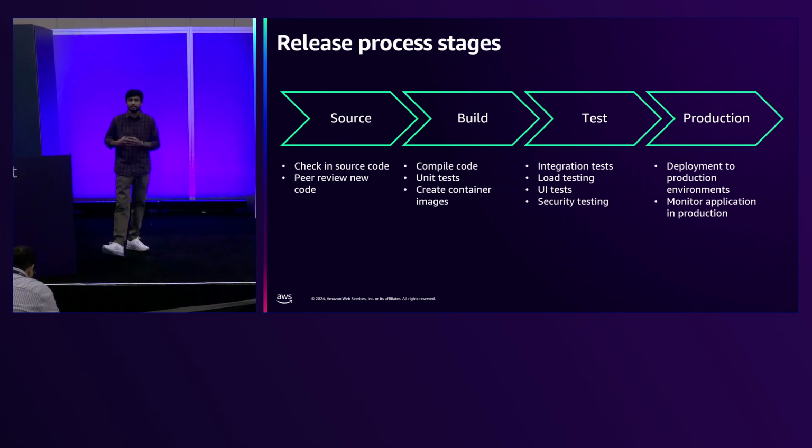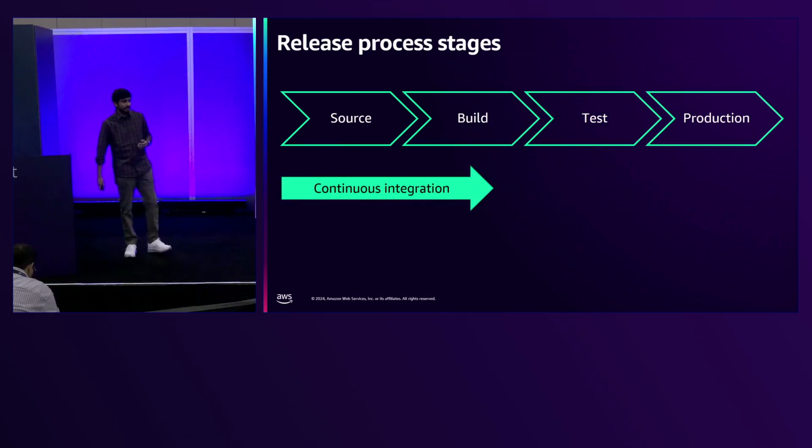So once the application is deployed into the production, we deploy the observability tools to make sure the deployed application is working fine, monitor it for the resources, performance, things like that. Now, the continuous integration falls between source and build stages.